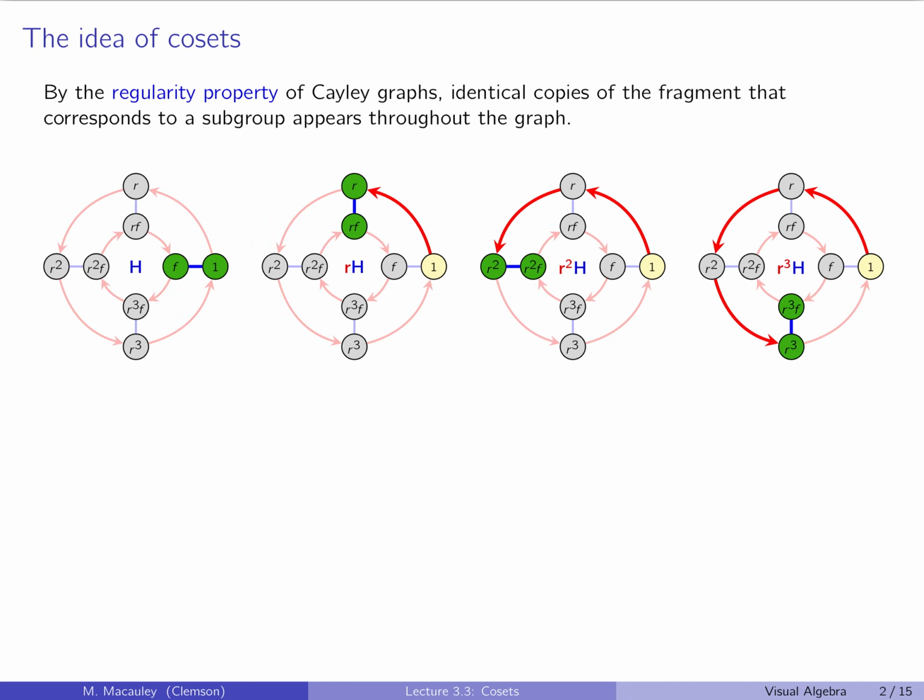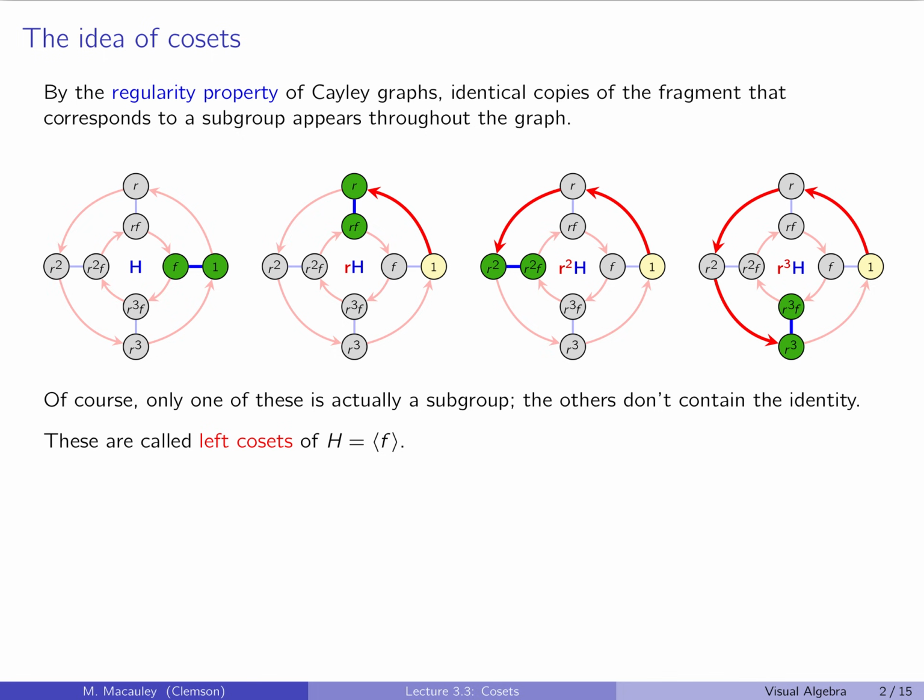By the regularity property of Cayley graphs, identical copies of the fragment that corresponds to a subgroup appear throughout the graph. You've surely noticed this before. Here's a subgroup generated by F, and here's that little fragment, and that appears elsewhere. Of course, only one of these is actually a subgroup. The other three don't contain the identity. These are called left cosets of the subgroup H.